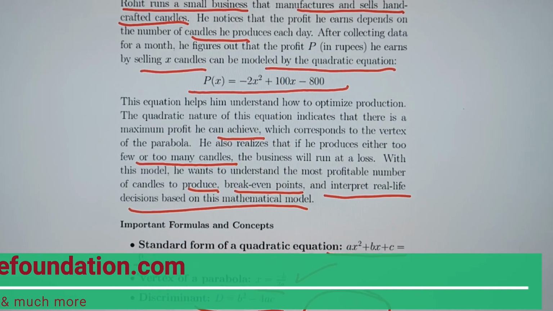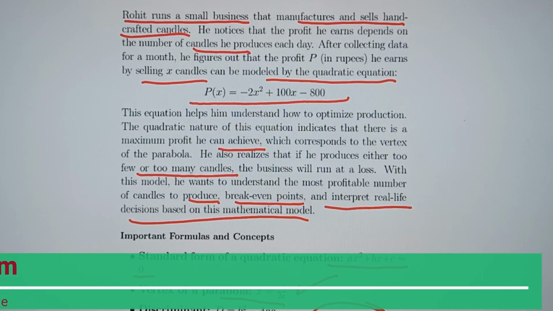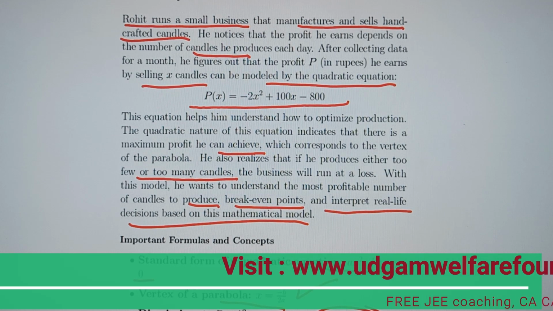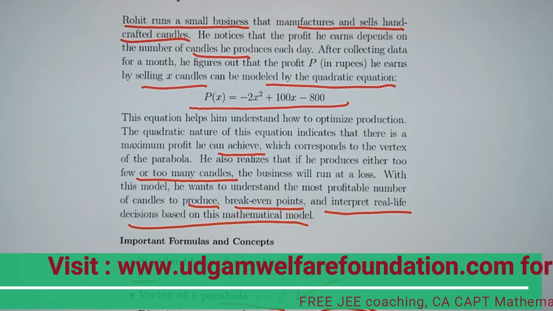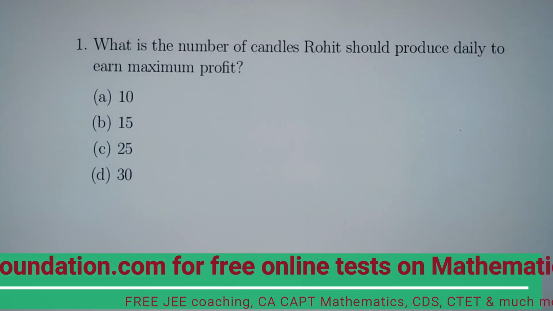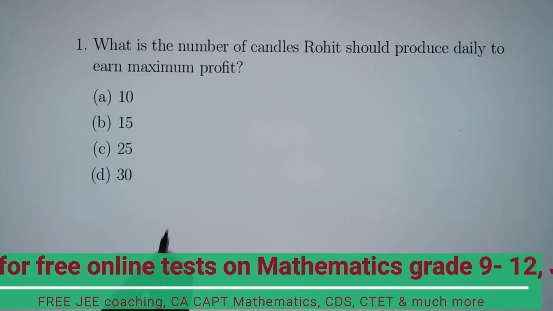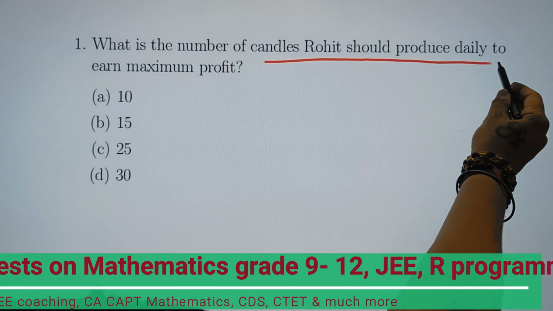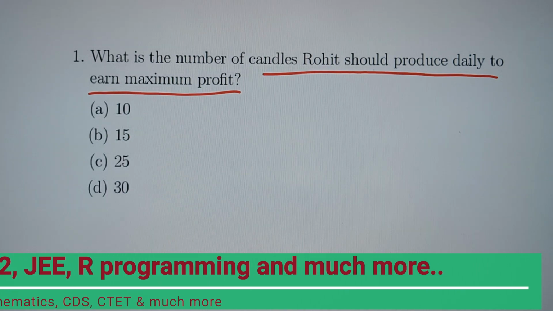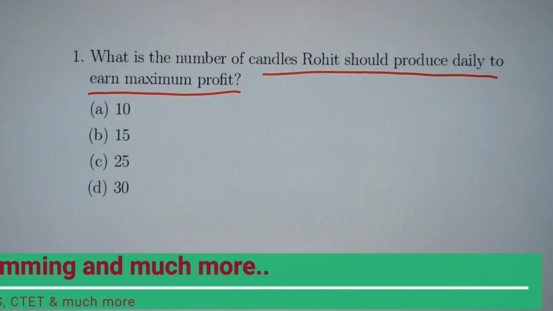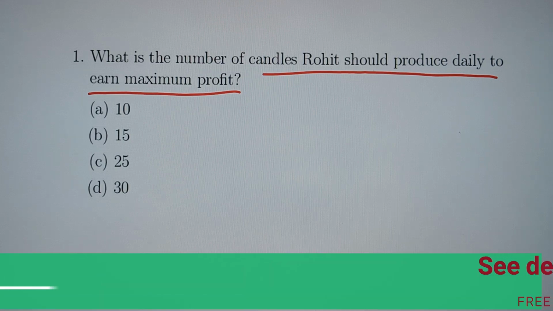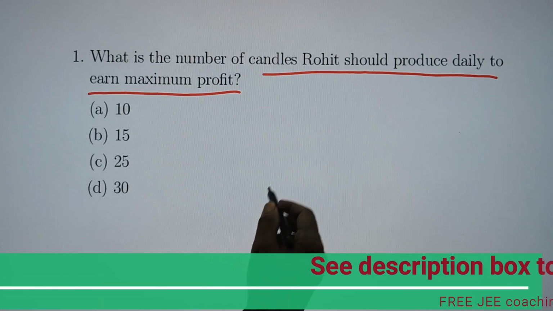Now on the basis of this particular case study, I have prepared 5 MCQs as per the board standard. Now let's move towards the first MCQ related to this case study. So students, here comes our question number 1, which states: what is the number of candles Rohit should produce daily to earn maximum profit? As we have discussed, the vertex of the parabola in a quadratic equation is going to give you the maximum profit here.